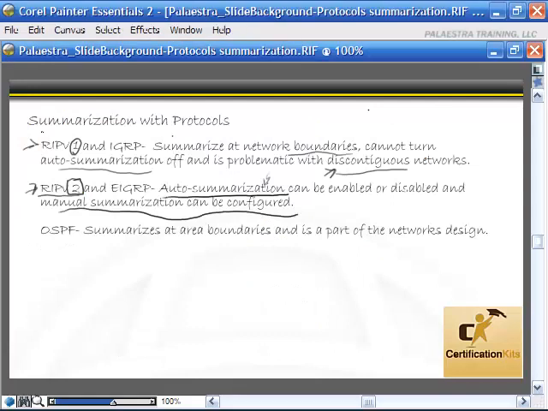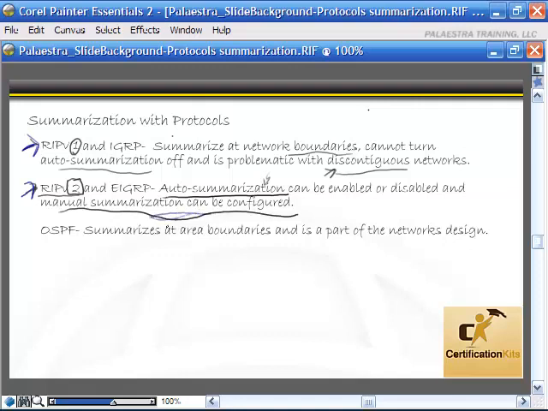So here, again, we've talked about RIP version 1, RIP and IGRP. Auto summarization at network boundaries. Again, there can be problems with discontiguous networks. RIP version 2, if we do have discontiguous networks, or EIGRP would be a better option. Auto summarization can be enabled and disabled at network boundaries. And manual summarization can be configured within the network if we want to cut down on the size of our routing tables.